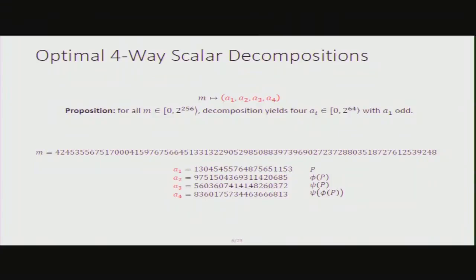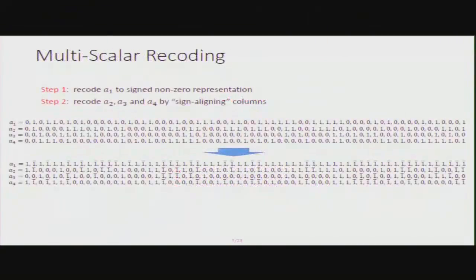Now, each of the mini-scalars will be attached either to the base point or to a value mapped by using the endomorphisms. So let's take a look at how the scalar multiplication works in this case.